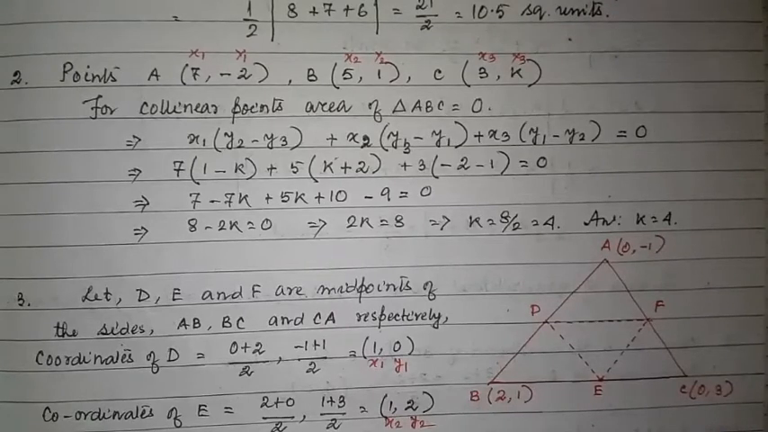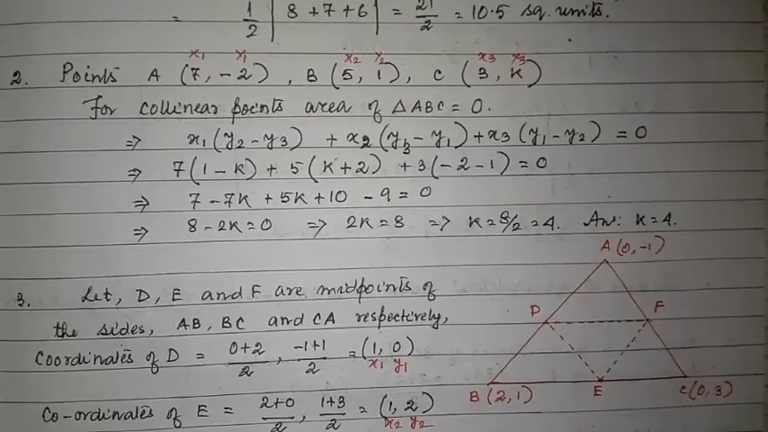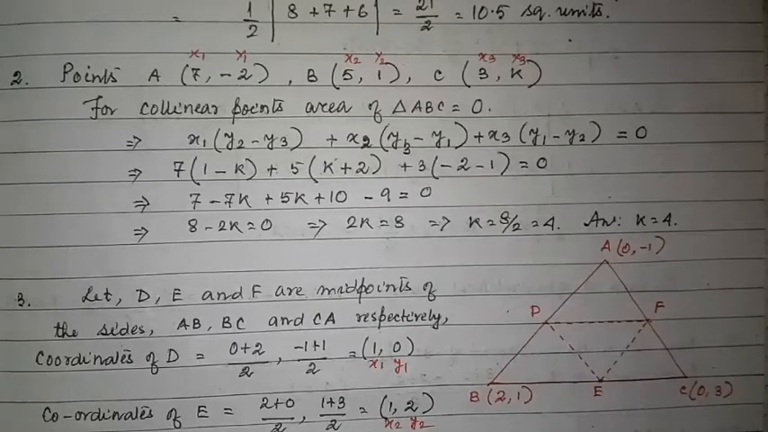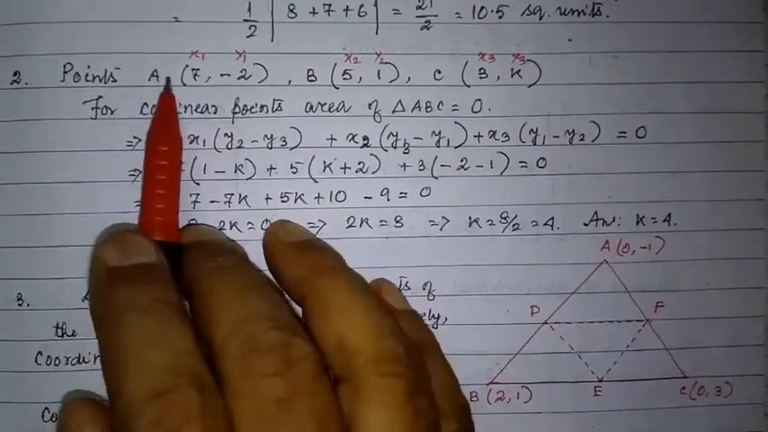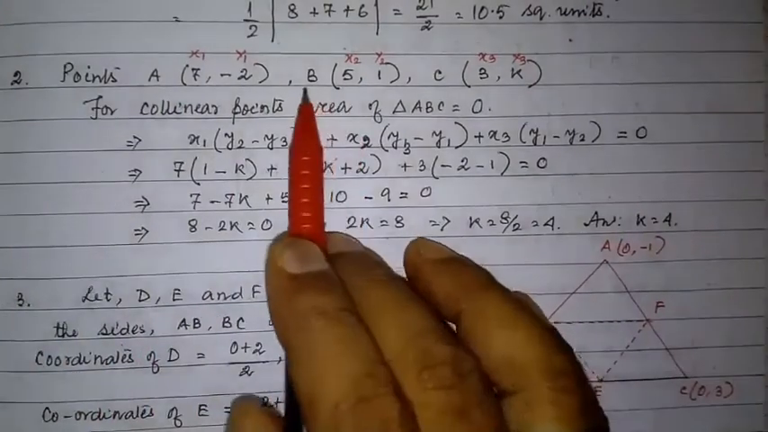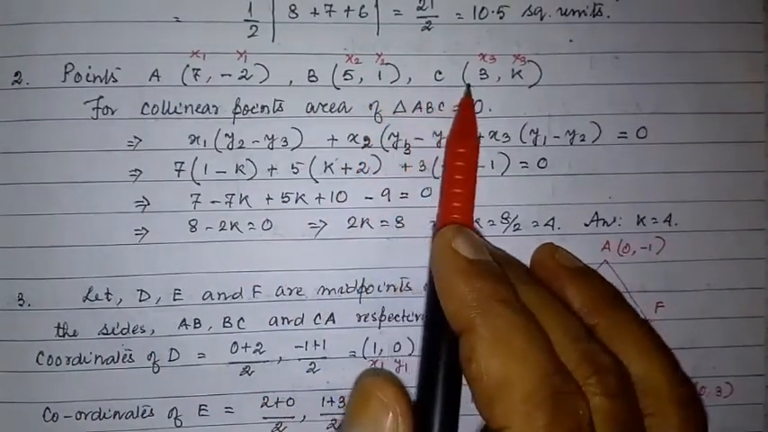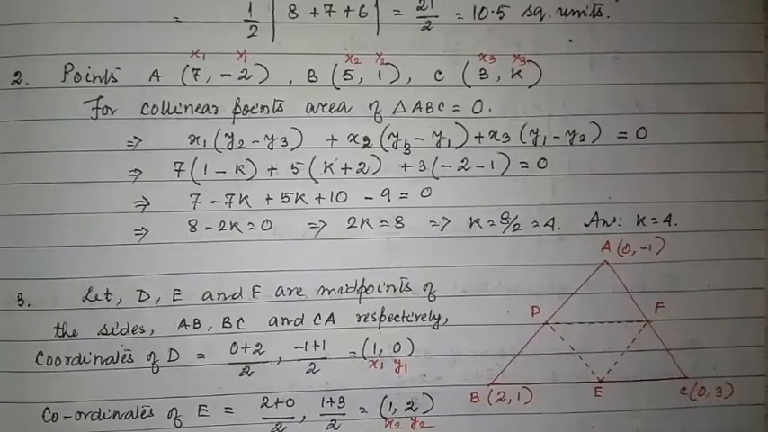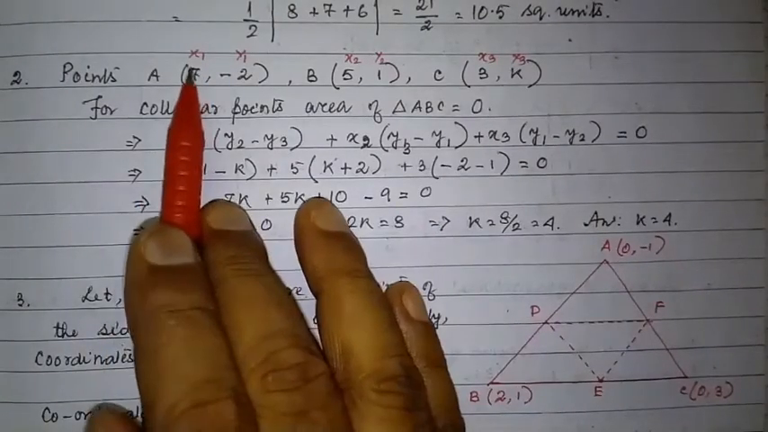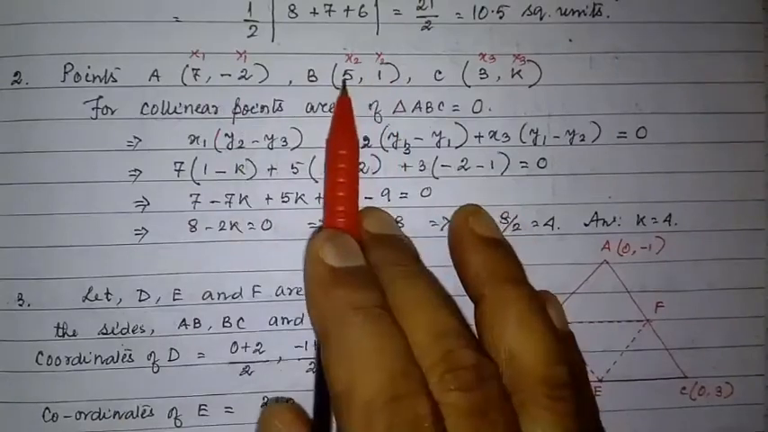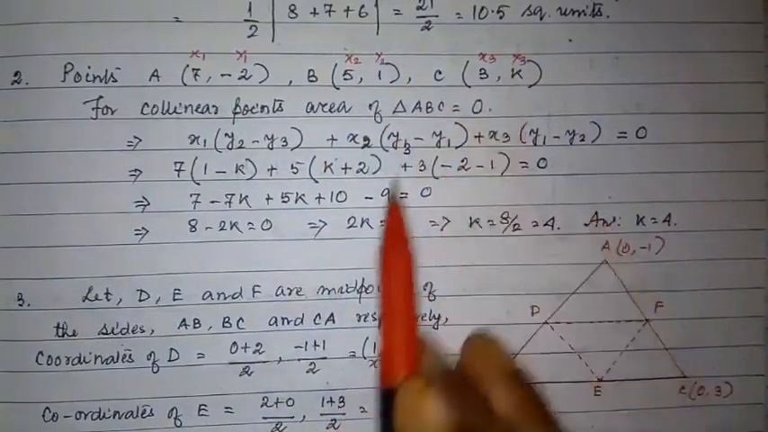Now question 2. 1 of 2. In each of the following, find the value of k for which the points are collinear. Let the points be A (7, -2), B (5, 1) and C (3, k). Now let us mark this as x1, y1, this as x2, y2, this as x3, y3.